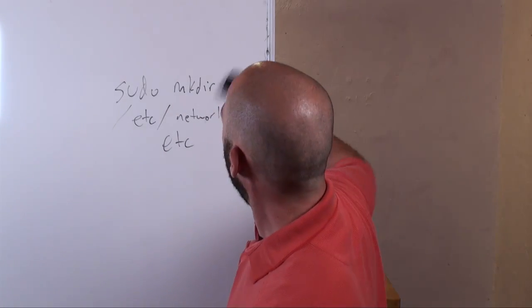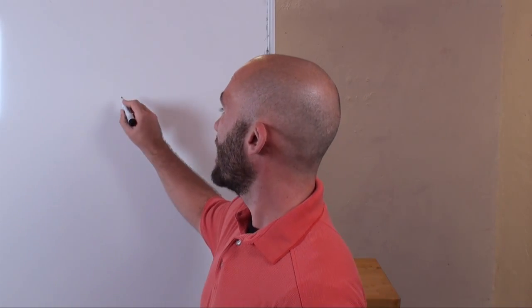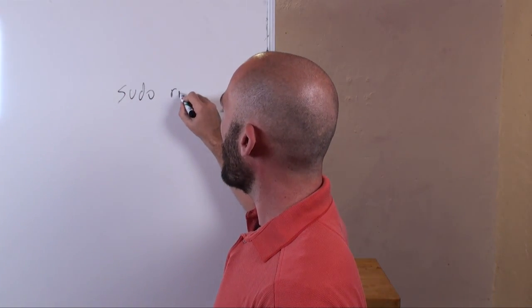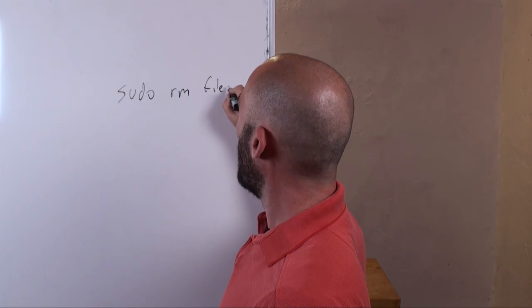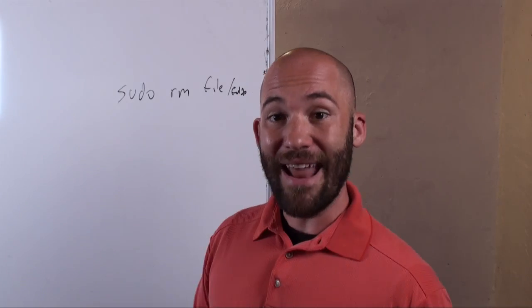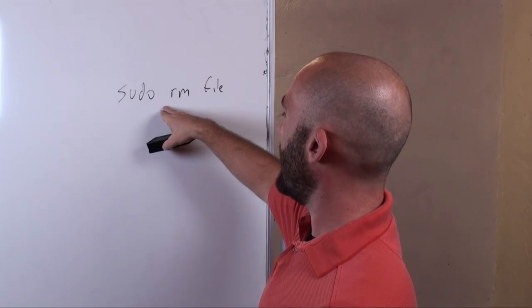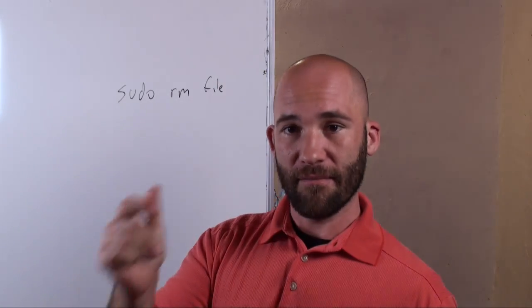Now, to delete files and folders, it's just as simple. So I'm going to show you using the same command to delete both files and folders. Again, you do sudo space, and then you do rm for remove, and then you put the file or folder name. Now, if you're doing a file, all you do is sudo space rm space file, and that will delete the file. The file will be gone.